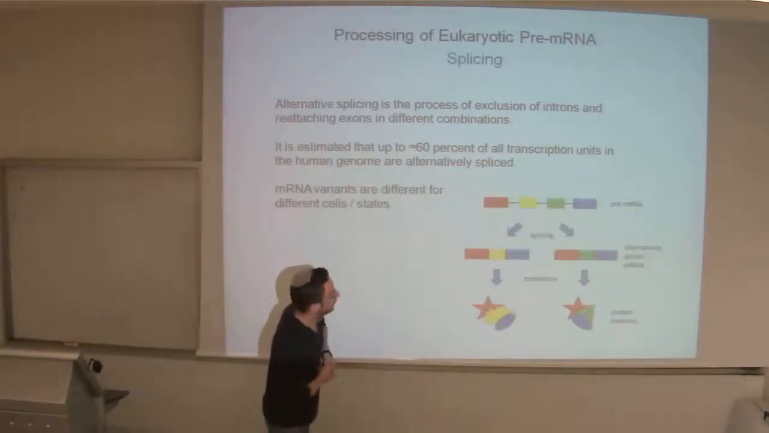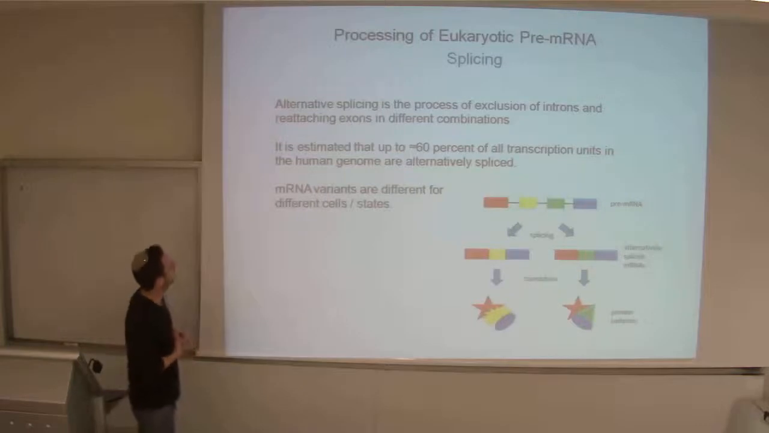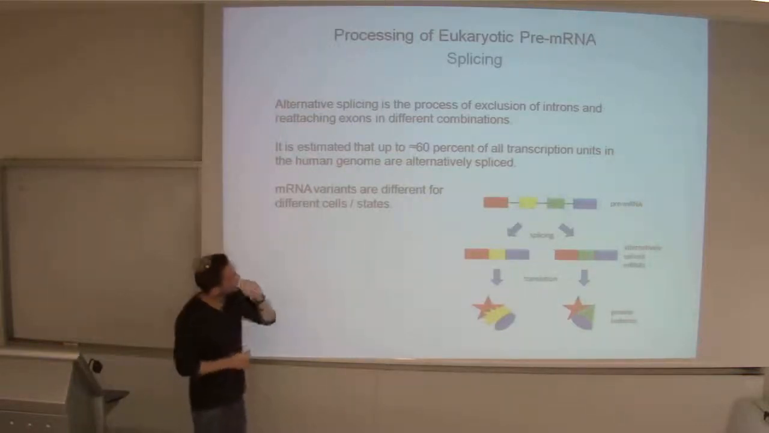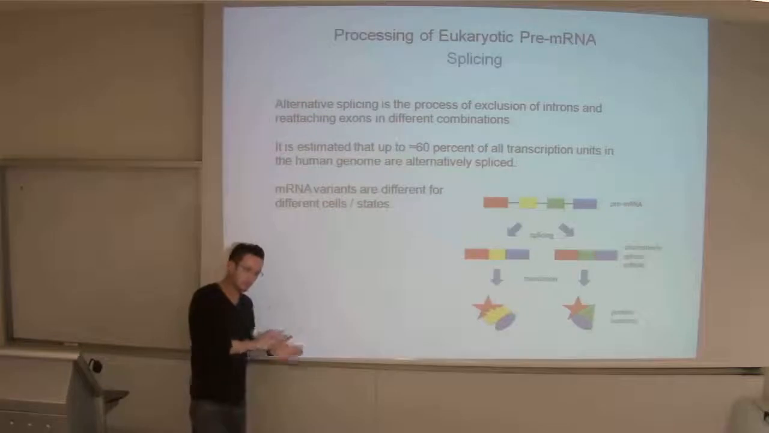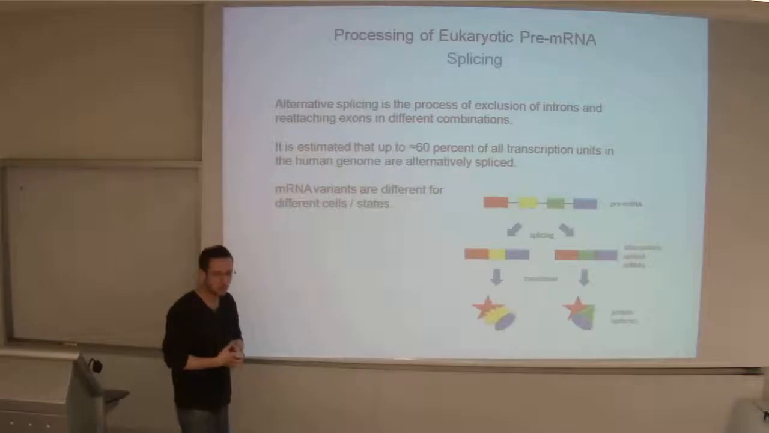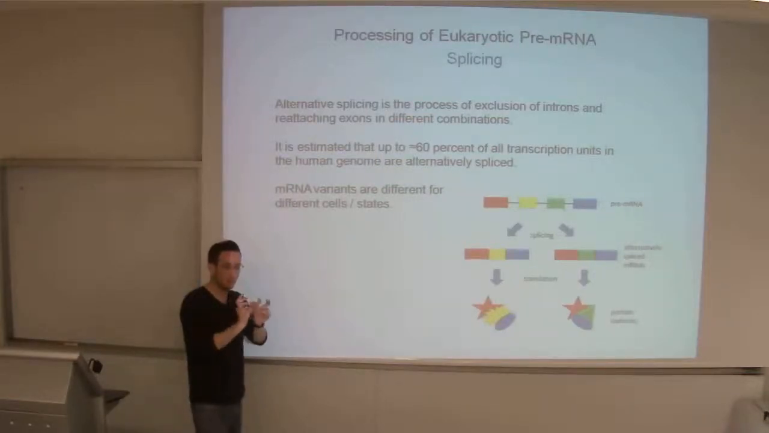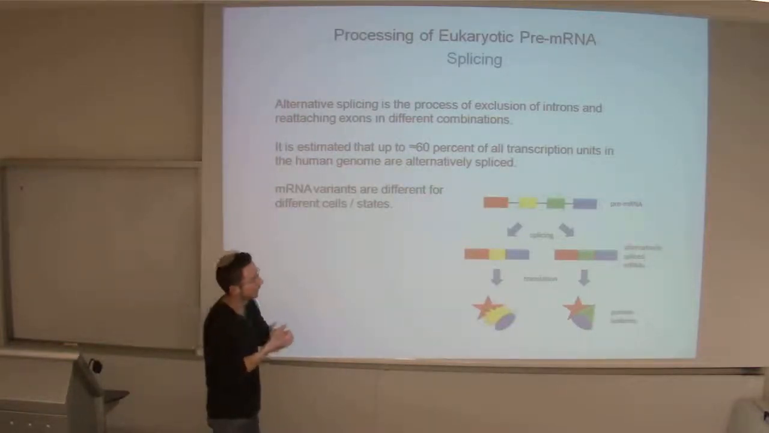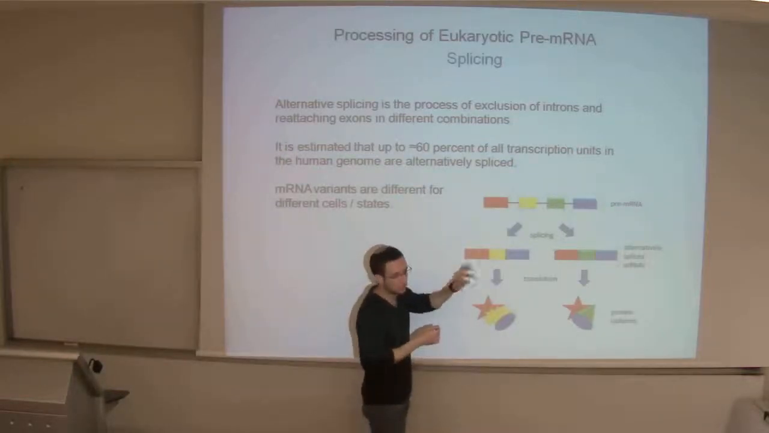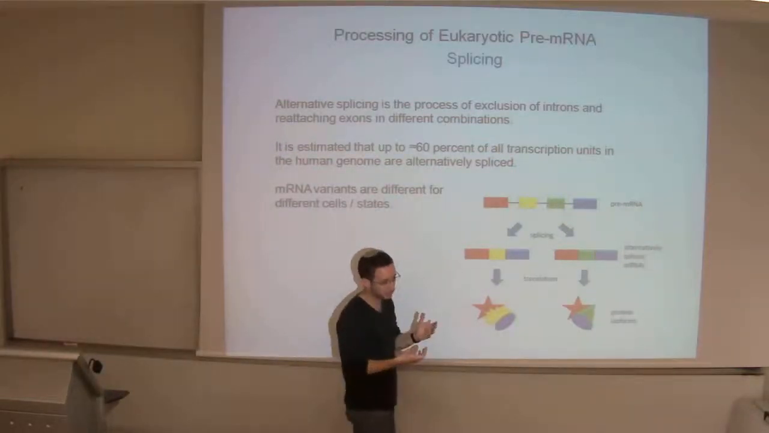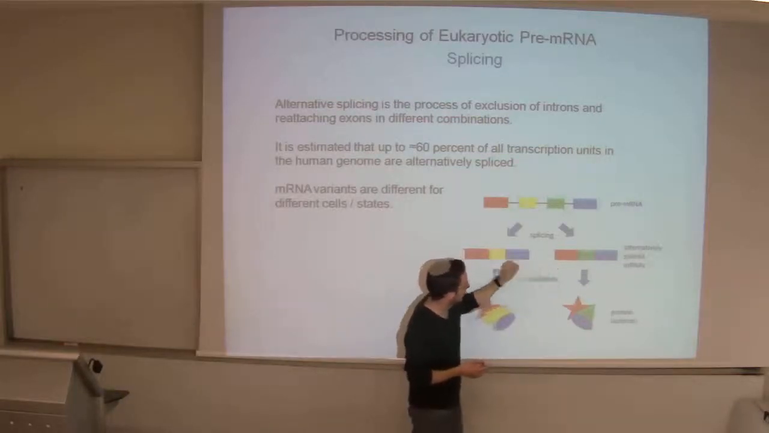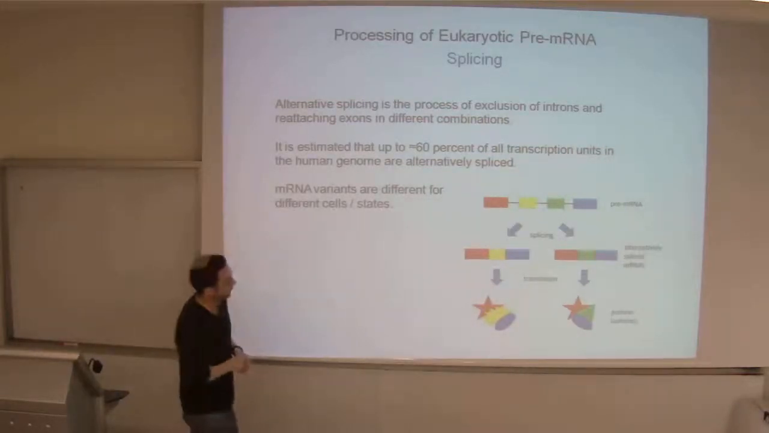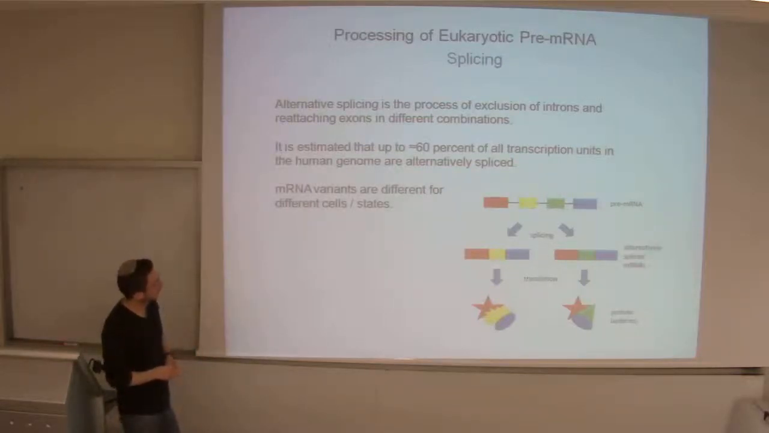Another process that occurs on the mRNA in the nucleus is splicing. Splicing is the process of exclusion of several fragments from the pre-mRNA on its way to becoming a mature RNA, and the rejoining of the remaining fragments of the mRNA. This rejoining of the remaining fragments can be done in several different combinations, which will give rise to several different mRNA isoforms, transcripts or variants, different names for the same molecule.